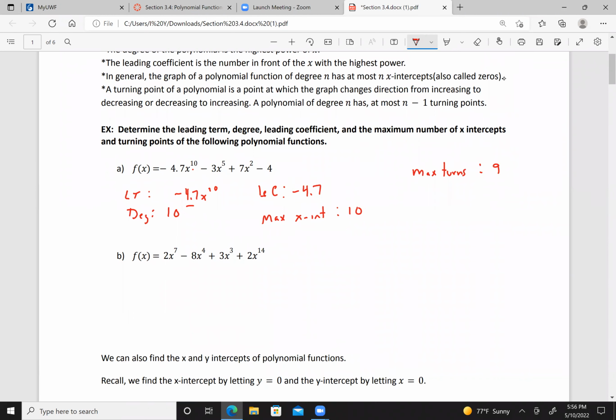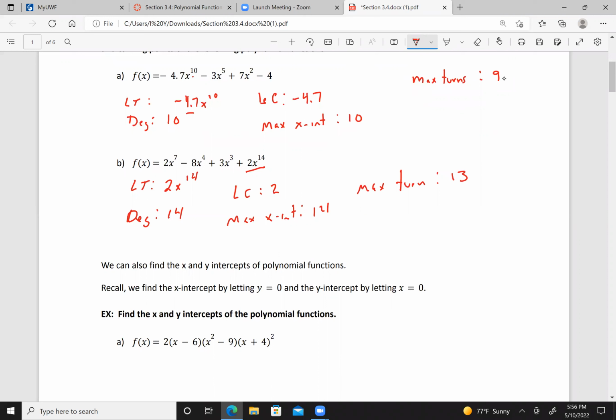Keep in mind, this is our leading term. It has the highest power. That's 2x to the 14th. The degree of this polynomial is 14. The leading coefficient is 2. Maximum number of x-intercepts, sorry, is 14, and the maximum turns is 14 minus 1, or 13.